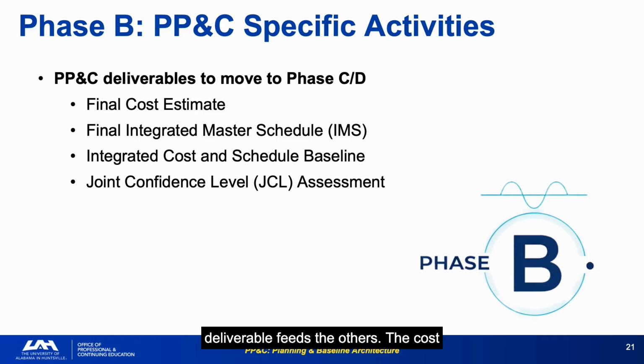Each deliverable feeds the others. The cost estimate phases into the IMS. The IMS drives the JCL schedule inputs, and the JCL validates whether the integrated cost and schedule baseline is achievable at 70% confidence. By the time you have all 4 of these products of the quality required for KDPB, you have spent enormous resources on planning. That investment is the return on discipline. It prevents far more expensive surprises in Phase C/D.